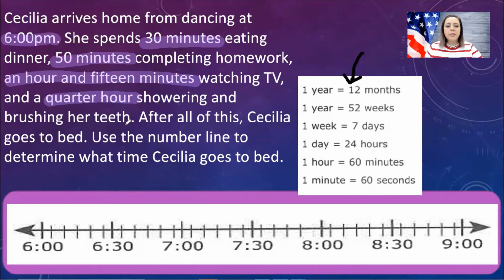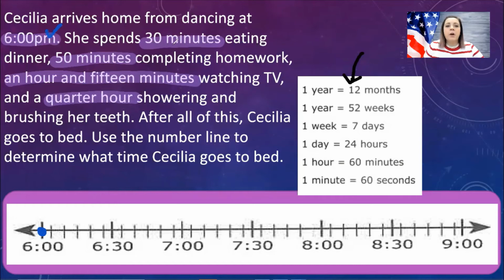So what we're going to do is use this number line and go through each time amount, each block of time that we have, until we get to the very end. We know that we're going to begin at 6 o'clock, so I'm going to put a starting point here. Okay, I'm going to check that off.